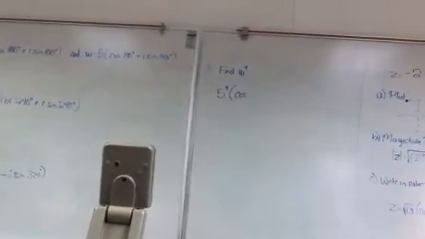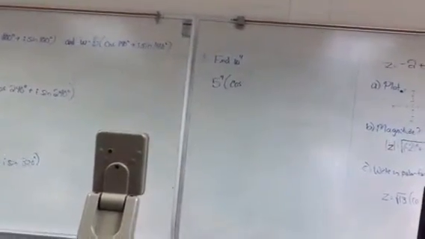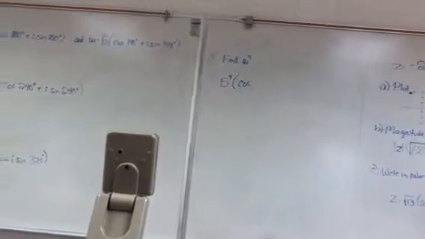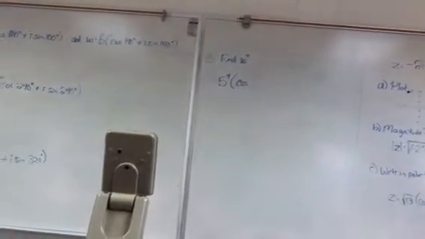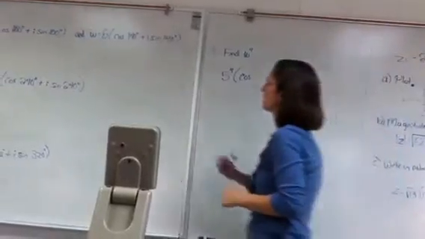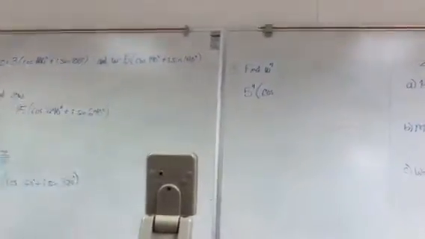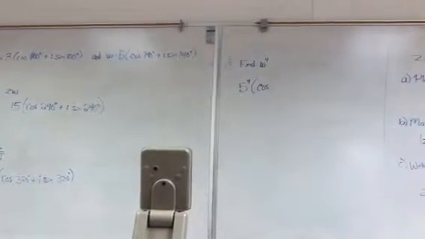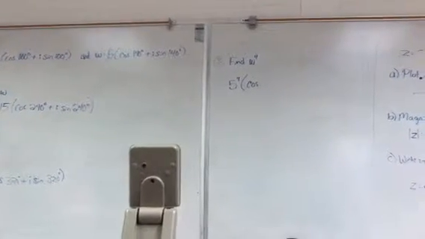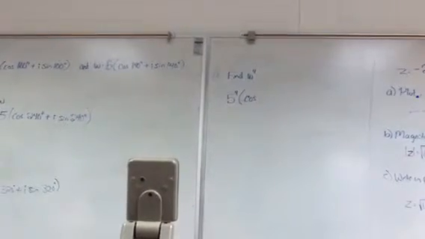And what does it say you do to your angle? Multiply it by 4. Multiply it by the power that you're working with. So we're going to take the 140 times 4. What does that give me? 560.